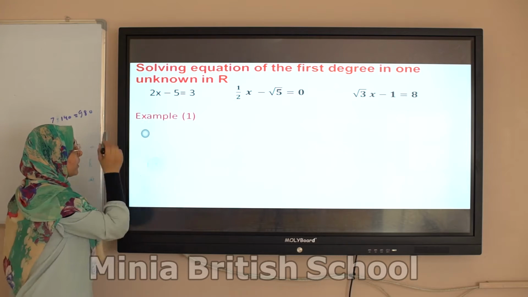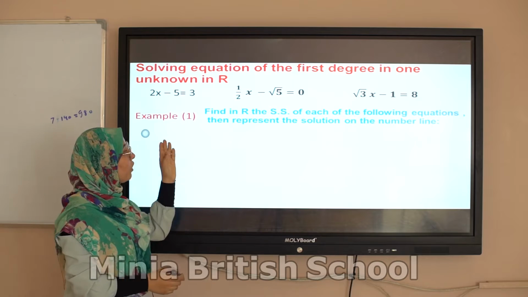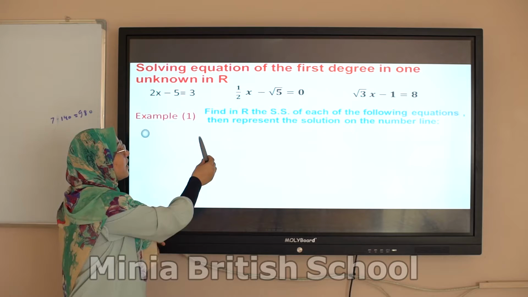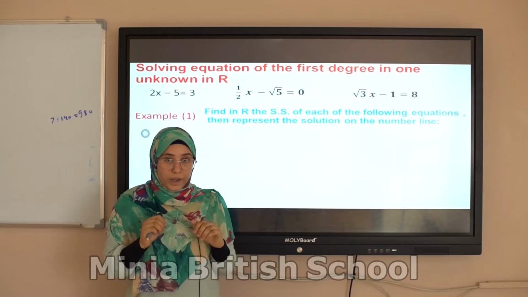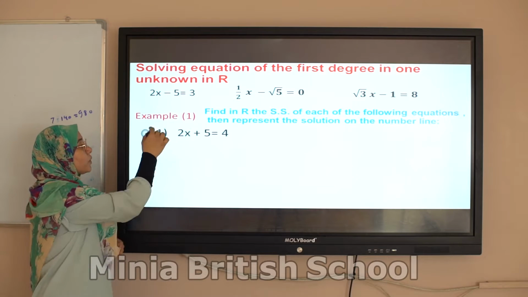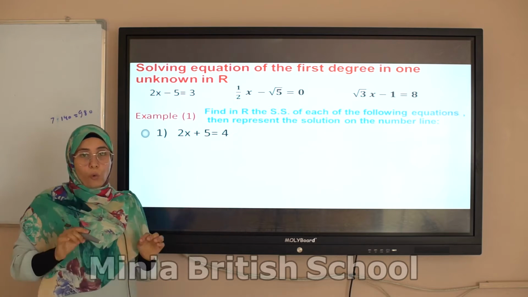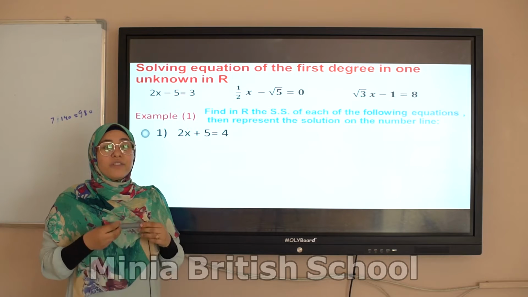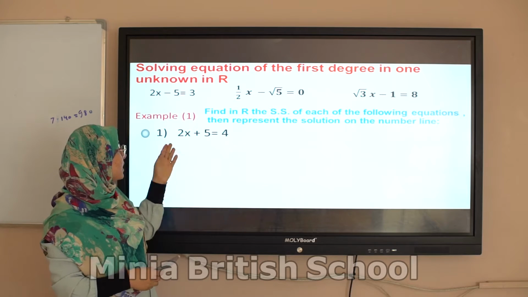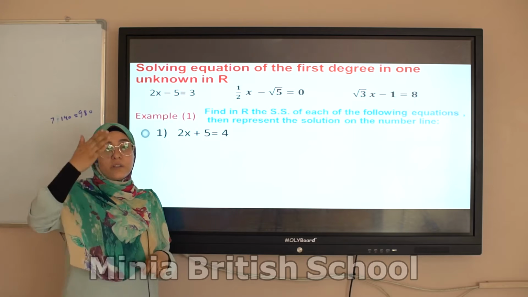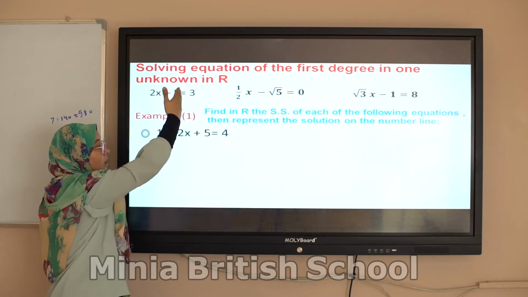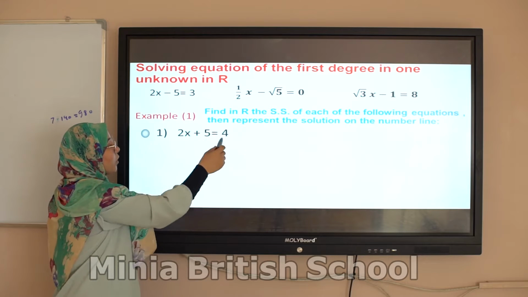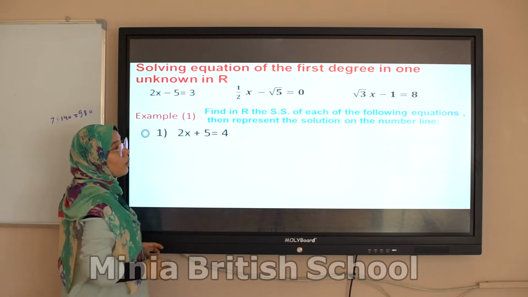For example, find in R the solution set of each of the following equations, then represent the solution on the number line, okay? The first one, 2x plus 5 equals 4. I need now to find the solution set for this equation. So I need to separate between the variable and the constant.